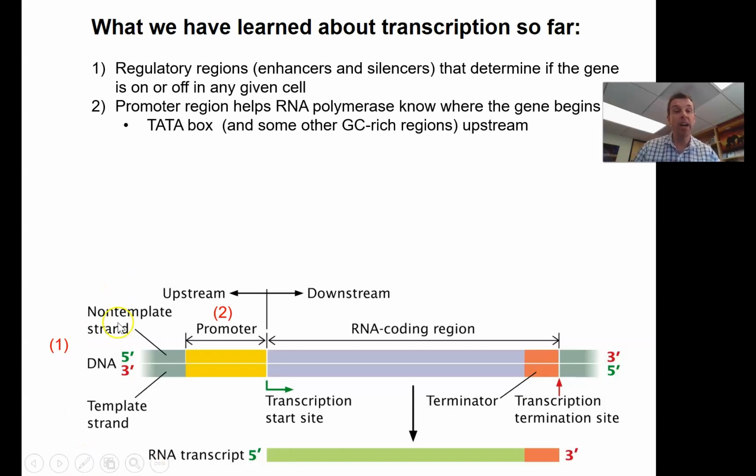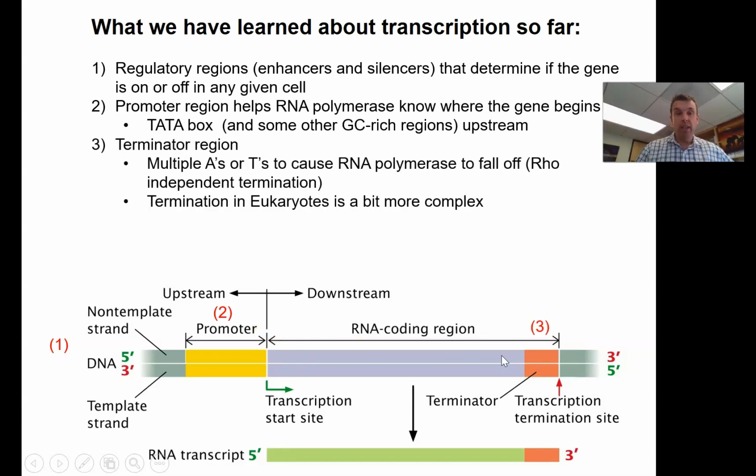So we've talked about the TATA box. So the TATA box and a few other GC-rich regions, these are right upstream of the transcription start site, and they bring the RNA polymerase to the correct spot. Right. And then when the RNA polymerase is there, we know that it transcribes the RNA coding region, and it has to stop at a terminator region. And we identified the terminator region basically usually with multiple A's or T's.